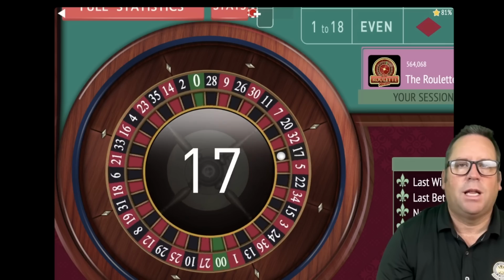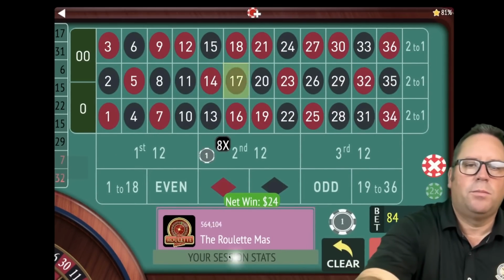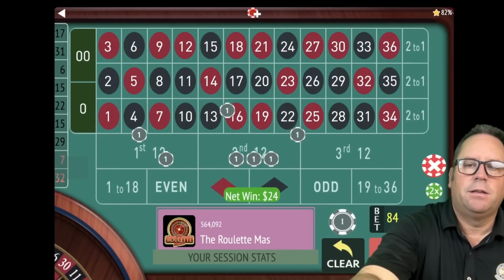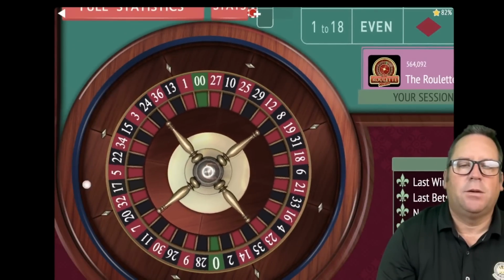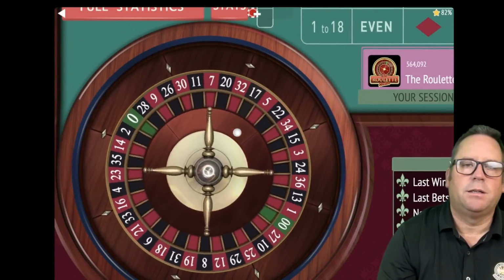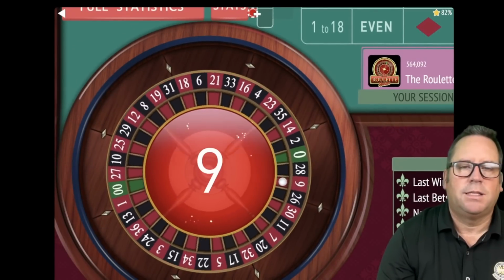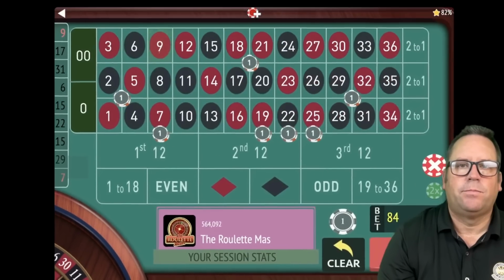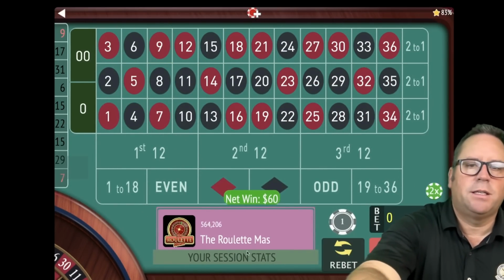That's a 17 black. It's another corner bet win. Now we're up 78. No more bets. Let's spin again here, and we're not going to reset until we hit a street. That's a 9 red. And there's our street. That's a $60 win.